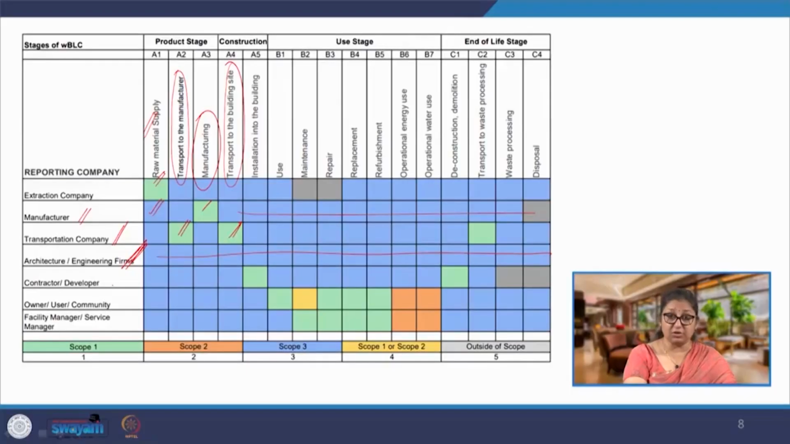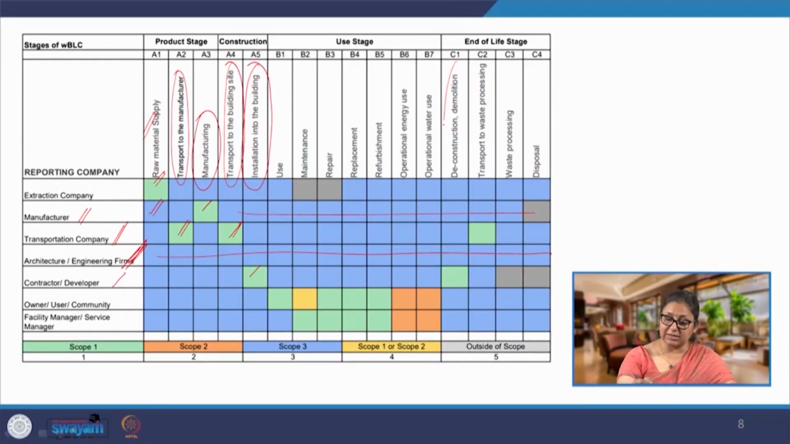Then we have the contractor or developer who is going to construct the building. For them, the direct emissions coming during the installation or construction of the building are going to be counted as scope 1, and the rest is going to be scope 3 for these activities. Also, if the responsibility for demolition or deconstruction of the building is with the contractor or developer, or one of the contractors, then the direct emissions resulting from this activity are going to be counted here for the contractor or developer, and the rest is again scope 3.